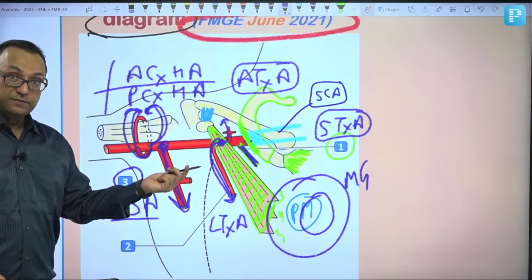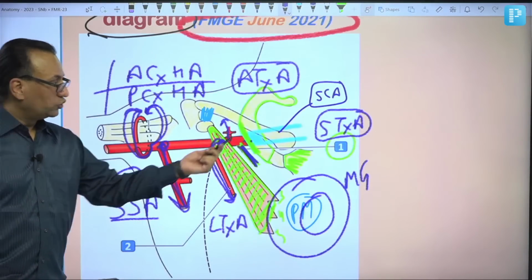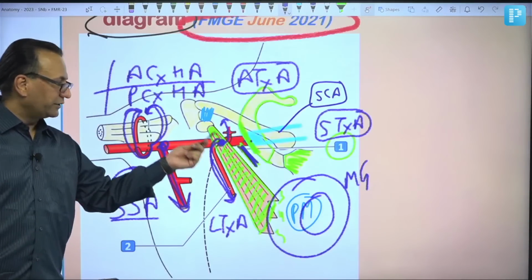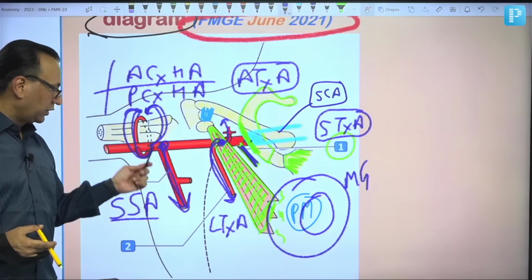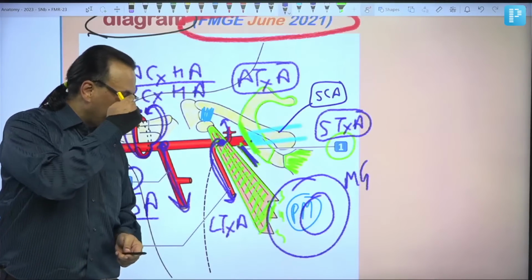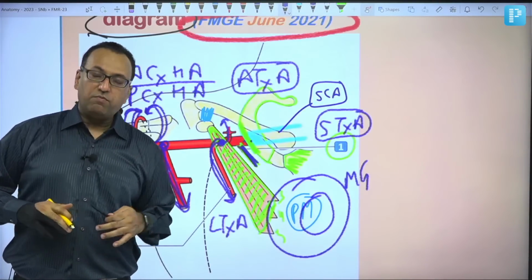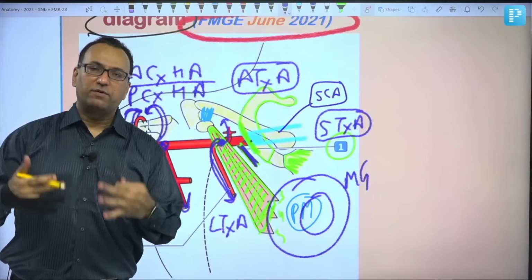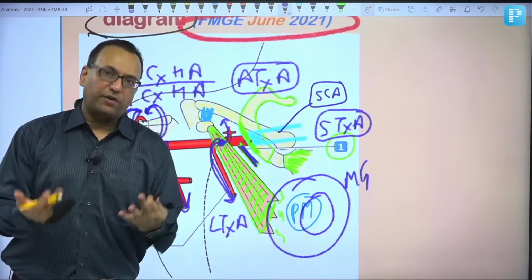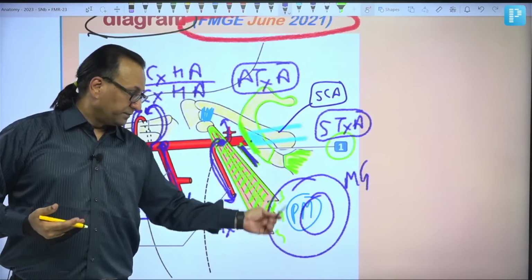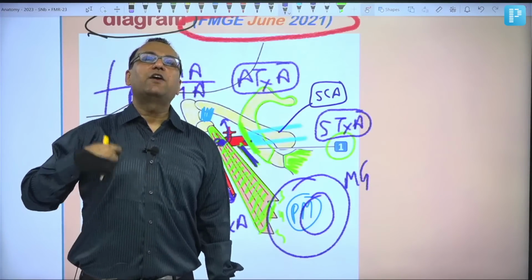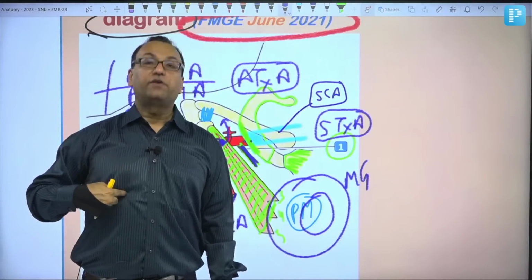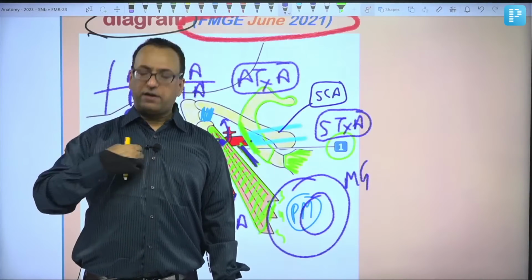Three thoracic. Which three thoracic? Superior thoracic, acromiothoracic, lateral thoracic, and one subscapular. So you mean to say there are a total of 4 arteries which supply the mammary gland? No, there are more than that. It is highly vascular. You have some more arteries which supply the mammary gland. For example, anterior intercostal arteries also supply mammary gland.